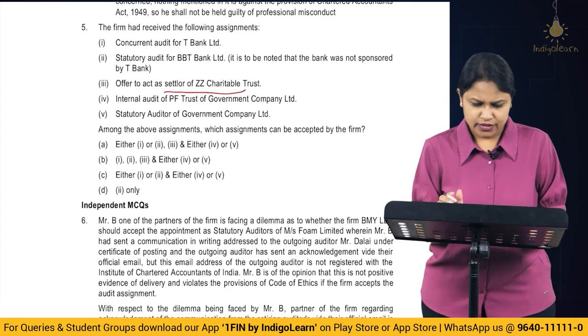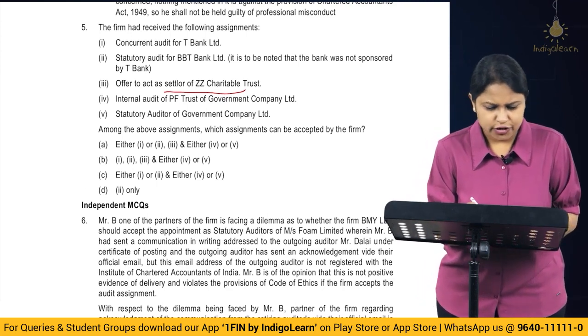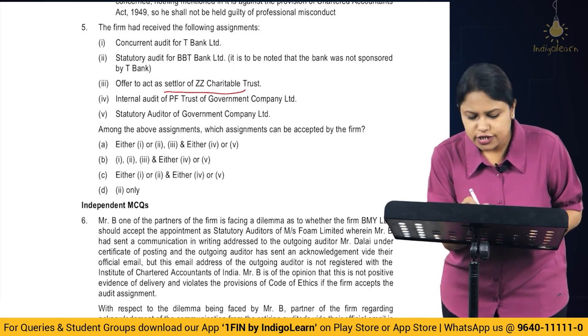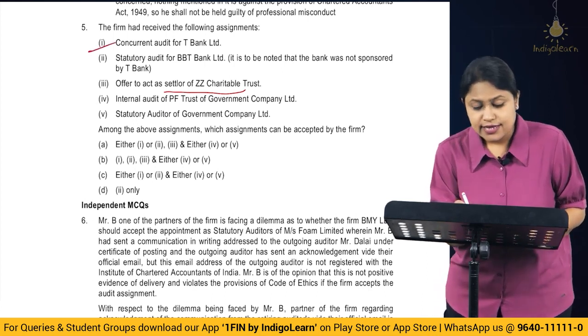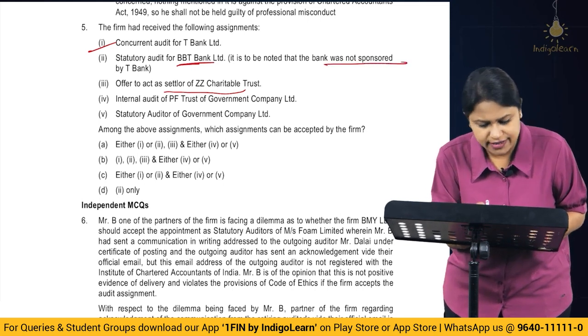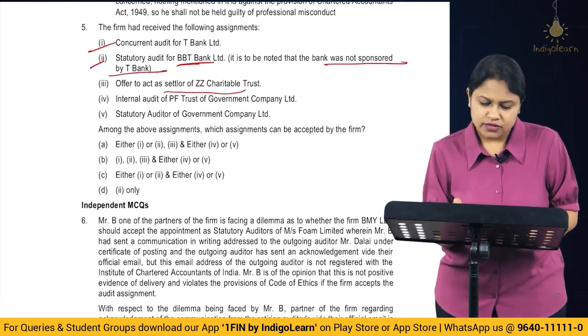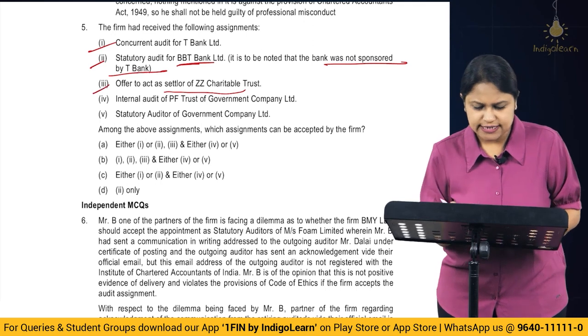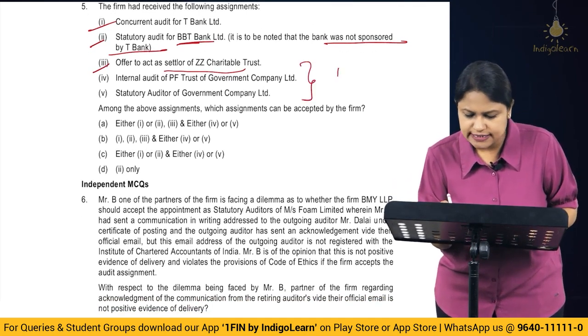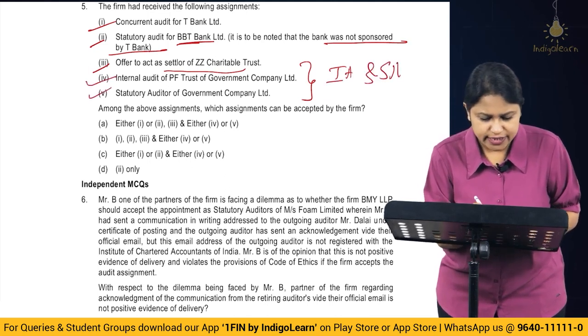So, quite simple. First of all, understand concurrent audit of a bank and statutory audit of bank cannot be done by the same person. So, here you are doing concurrent audit of T Bank and the statutory audit of BBT Bank, and very clearly it is not sponsored by T Bank. So, you can do both. You can act as a settler for ZZ Charitable Trust. You cannot at same point of time serve as both internal auditor as well as statutory auditor. So, out of these two, any one you can take up.